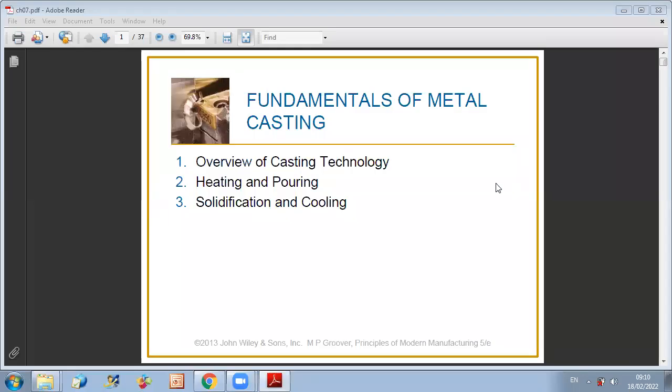In this chapter, we will introduce the fundamentals of metal casting. So we'll see different technologies allowing to do casting of metals. First, we'll do an overview on casting technology, then see the main processes, which are heating and pouring. And after this, we'll study how solidification and cooling will take place.